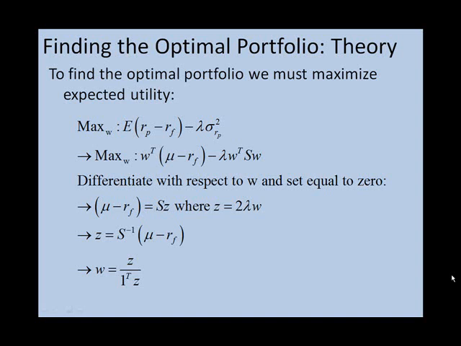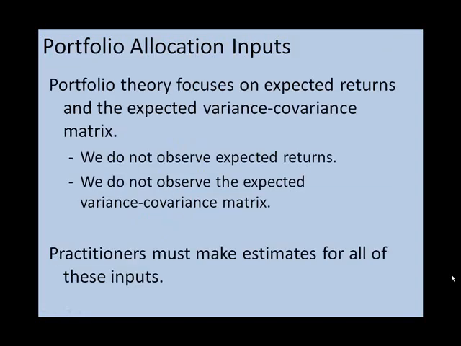Now that's nice in theory. What about reality though? In reality, we need inputs for this portfolio allocation problem. Portfolio theory talks about expected returns and the expected variance-covariance matrix. But in reality, we don't observe expected returns and we don't observe the expected variance-covariance matrix. Instead, practitioners have to make estimates for all these inputs.